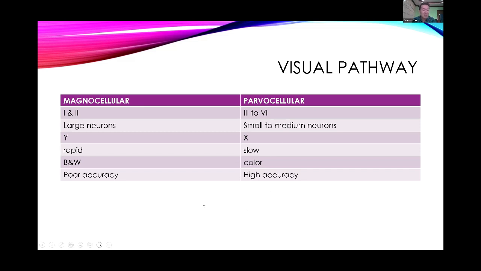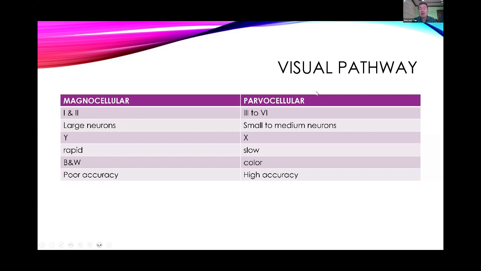But the magnocellular pathway of the lateral geniculate nucleus, singular, will transmit what? The impulses from the Y ganglion cells. Because Y, ano sabi ko, is the largest ganglion cell. So the magnocellular pathway will transmit the Y ganglion cells impulses using the large neurons, malaki, because Y ganglion cells are the biggest. Rapid, mabilis. Y, black and white. So rod vision, poor accuracy.